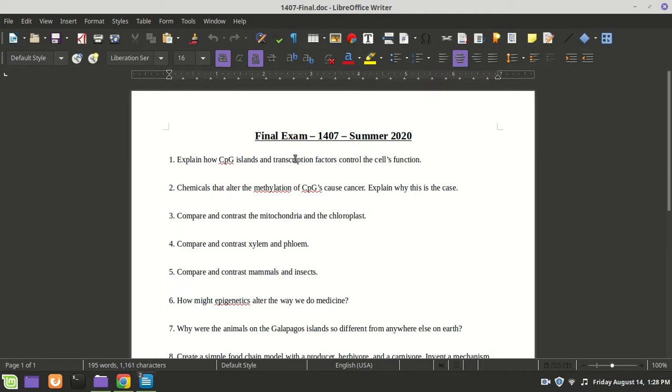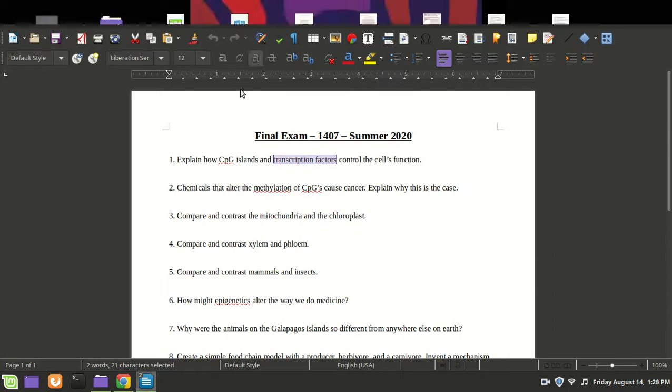Explain how CpG islands and transcription factors control the cell functions. So you've got two things. Go maybe review CpG islands and transcription factors from our previous videos, and I want to know exactly how they control the cell's functions. So these two things, CpG islands, I think I'm not giving you too big of a hint here. They turn on and off genes, and transcription factors control if the gene is on, how many RNAs are made. In other words, that translates into how many proteins are made. So you have to explain to me how that would control the cell's function.